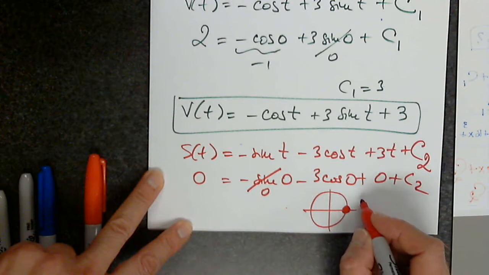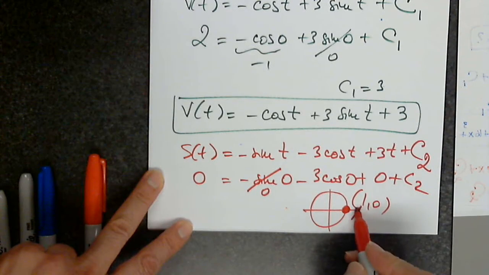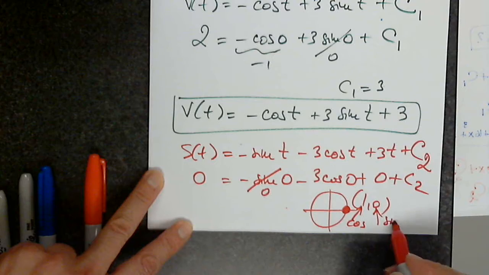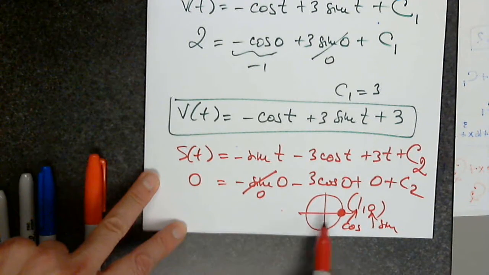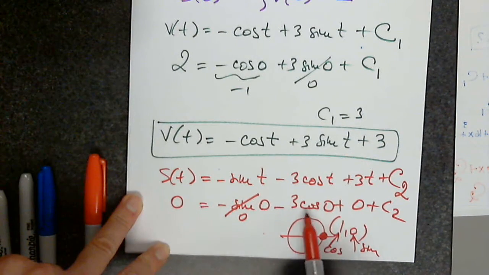And the coordinates of this point are (1, 0). This is your cosine and this is your sine. So that's why sine 0 is 0, the y-coordinate of this point. I just always remember sine 0 is 0, cosine 0 is 1. So this is 0 and this is 1.